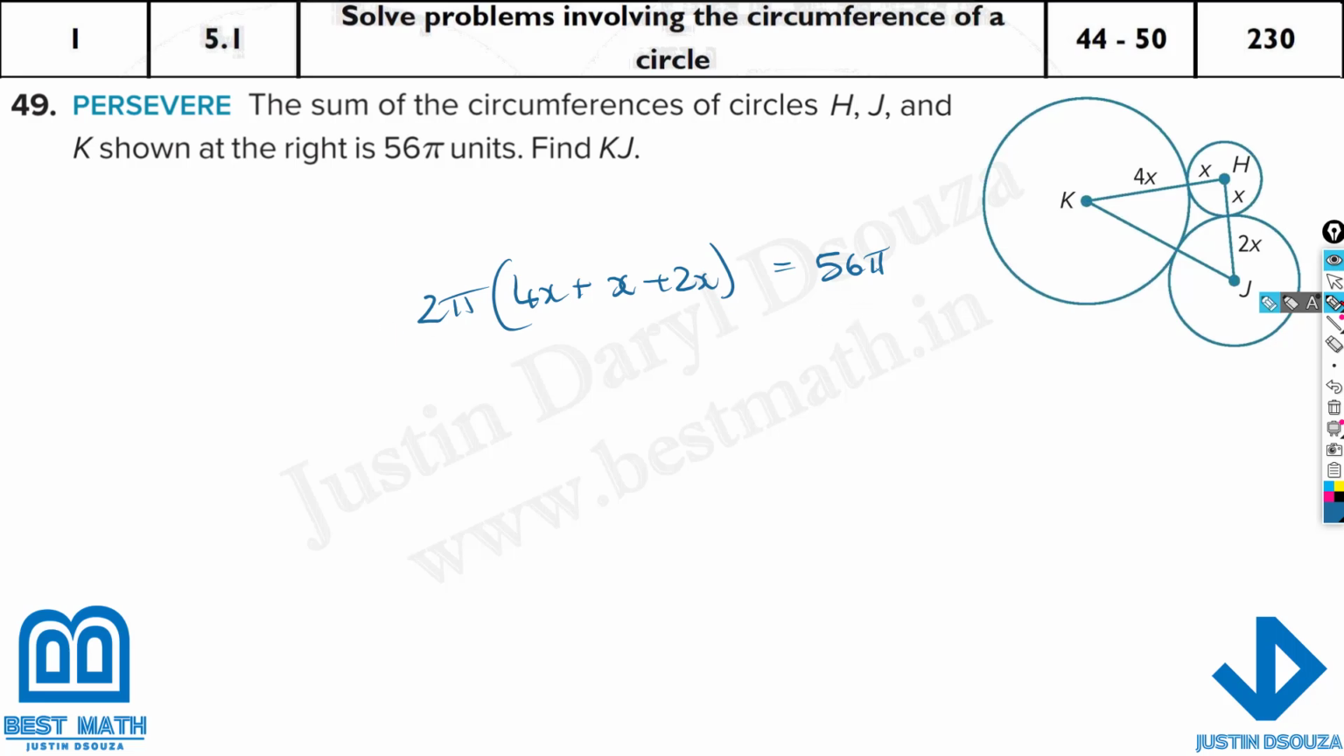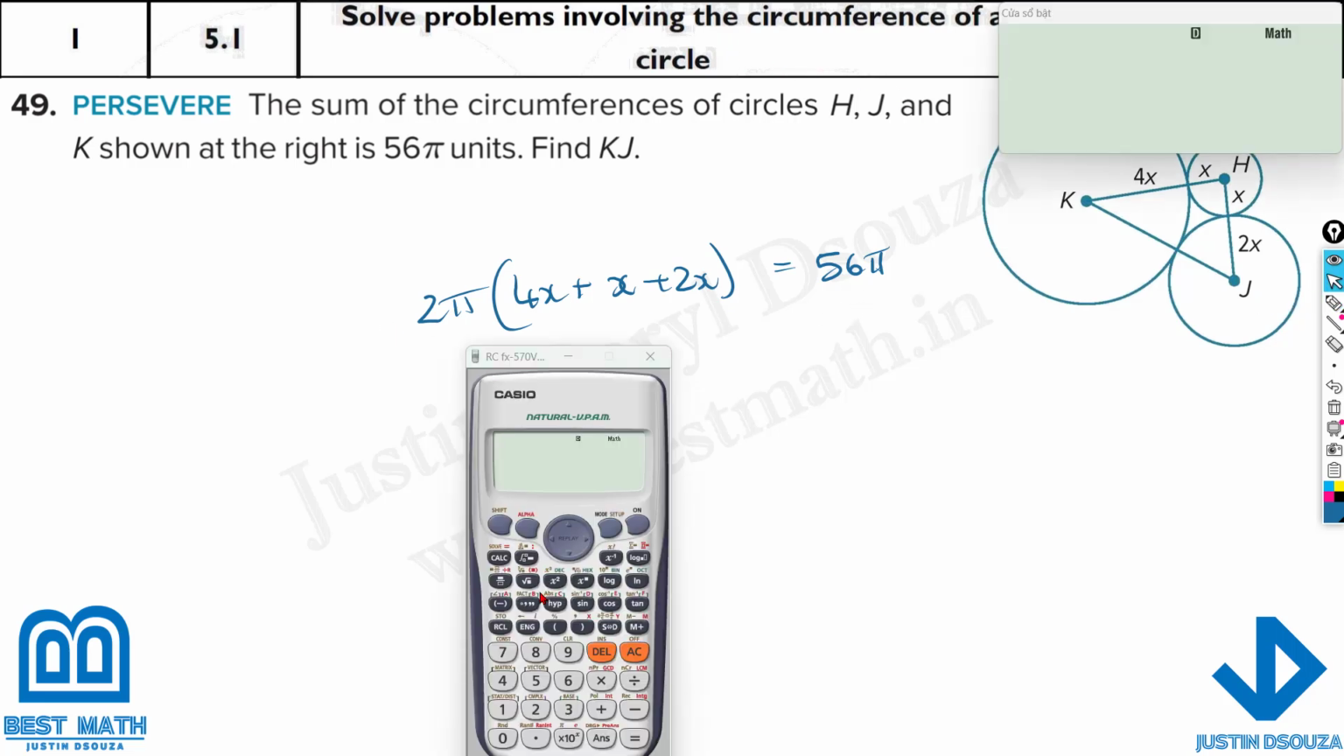Now, you just put this in the calculator. Let me show you. Here we have 2 pi and open the bracket. It is 4x plus x. You can just write over here 7x directly if you want. That's also fine, but now I'm just going to write it as it is.